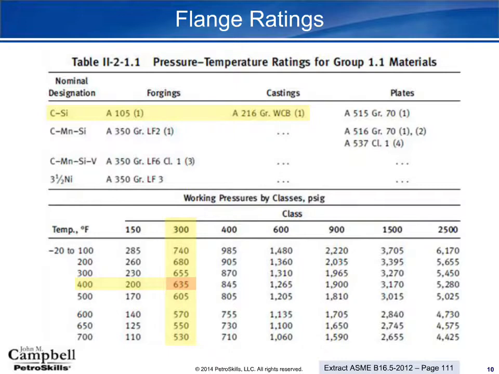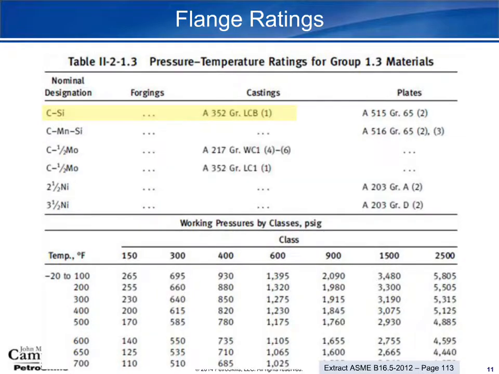Not just that, but also the grade of the flange. So here you can see this also applies for castings, A216 grade WCB, and I grabbed another table out of B16.5 right here, where you can see LCB A352. At the same conditions, class 300 and 400 degrees, you can see that flange is only good for 615 pounds. So there is a lot of sensitivity to the material as well as the temperature here.